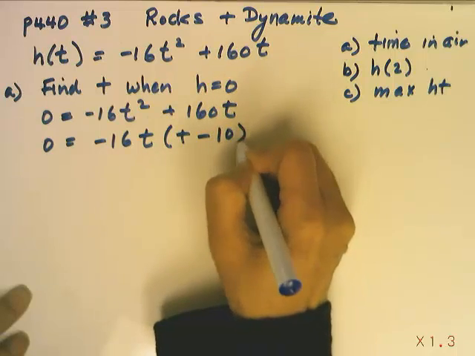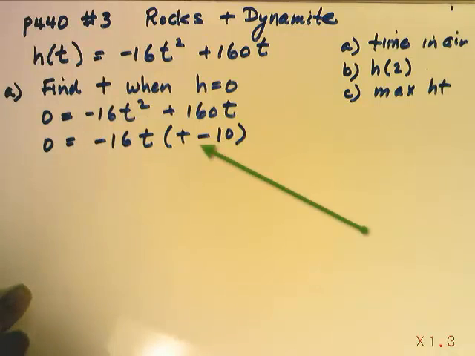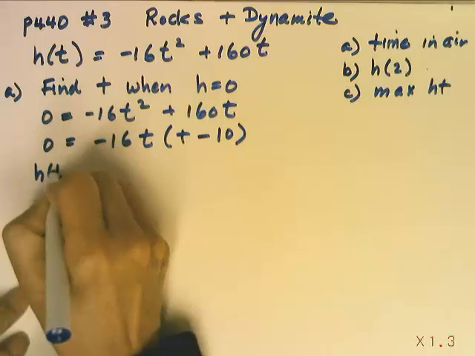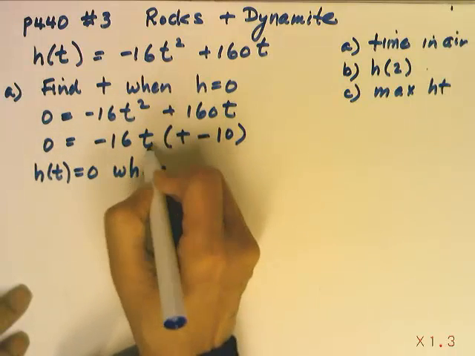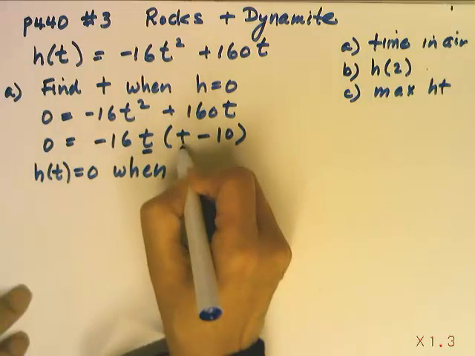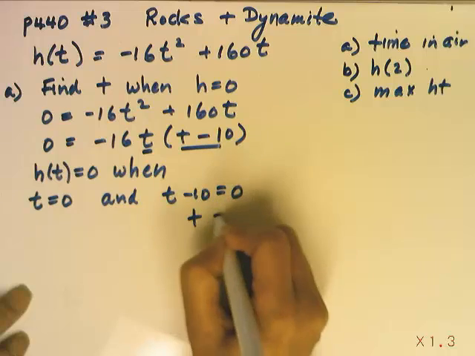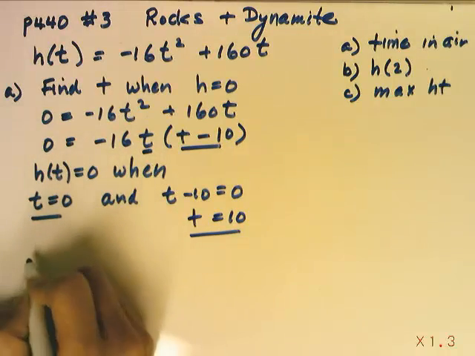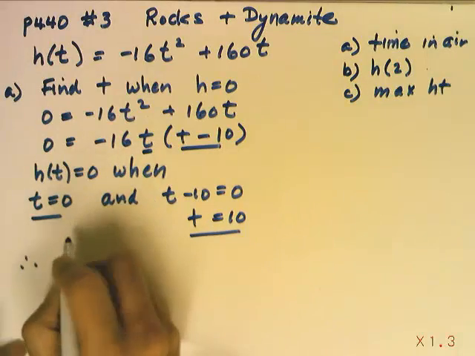Here I factored out a -16t. Be careful with your negative signs here. Always expand to check. H of t will become 0 when one of the factors becomes 0. In this case, t could be 0 or t minus 10 could be 0. In this case, it was at ground 0 at t equals 0 and at t equals 10 seconds. So therefore, the time in the air was 10 seconds.